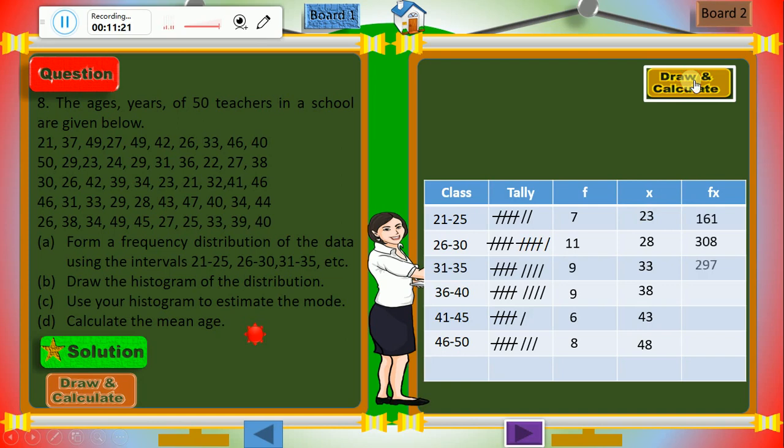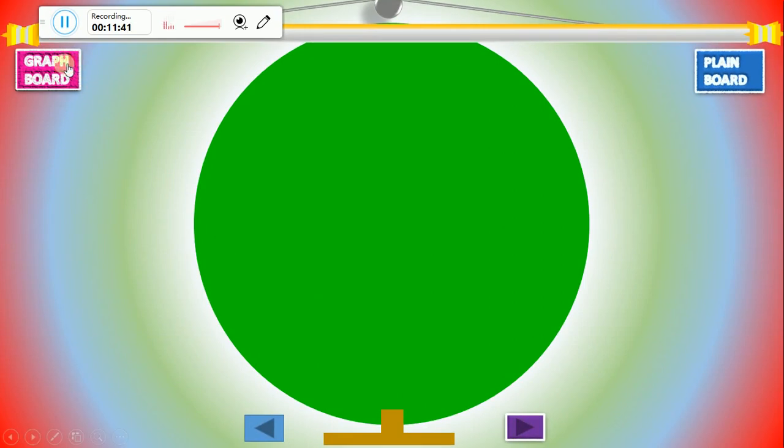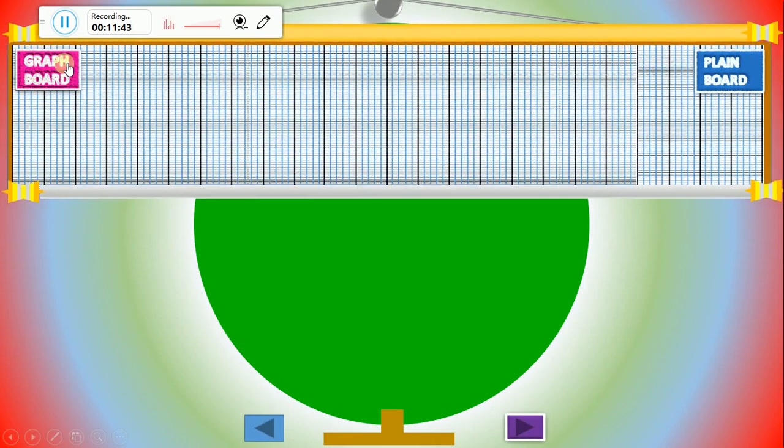161, 297, 258. Then we're now going to calculate the total of all. 1750. So now we're going to move to the graph board so that we can draw our histogram. This is our graph board. Bring down the graph board.